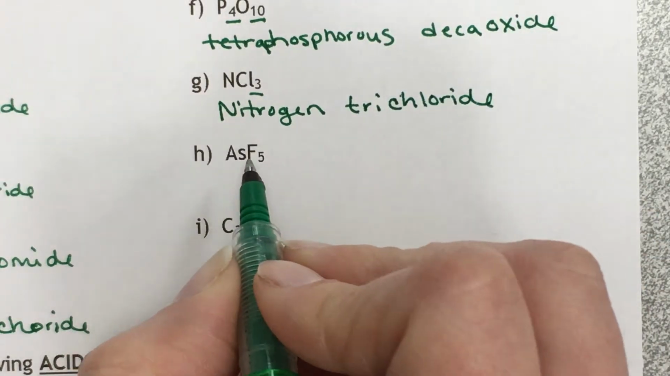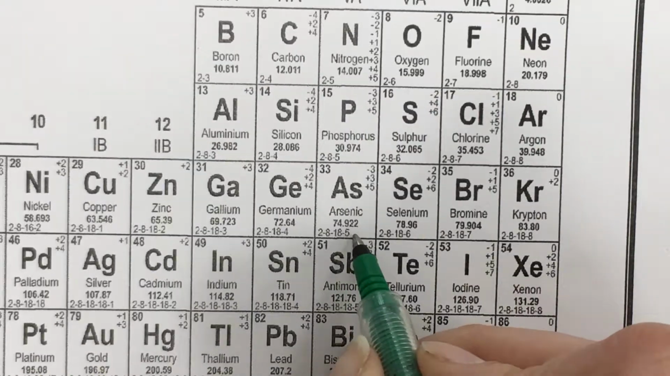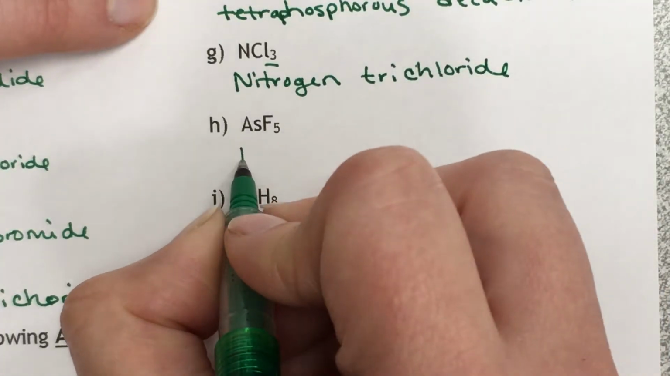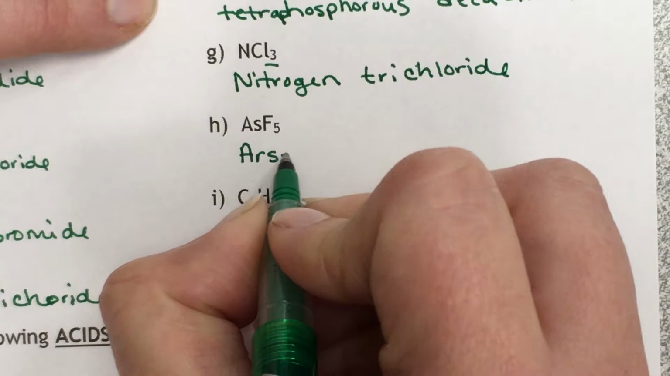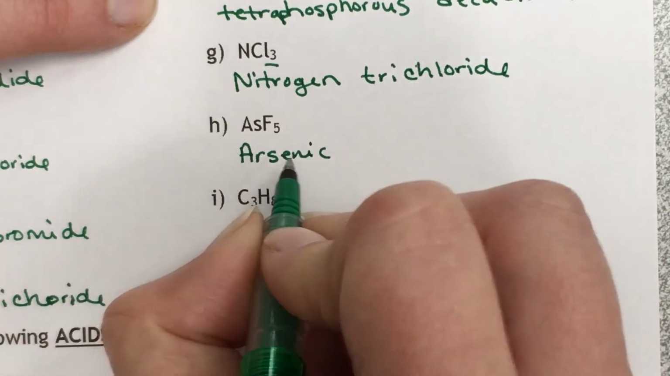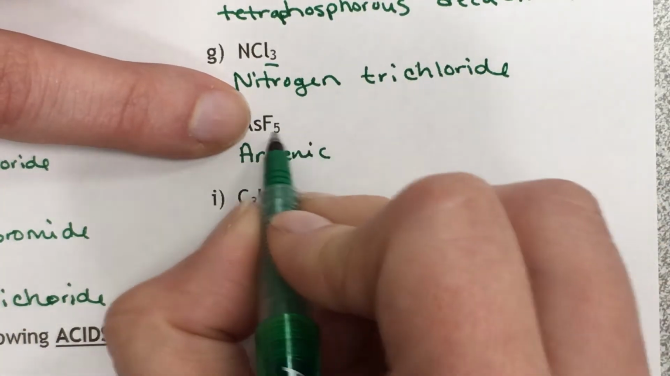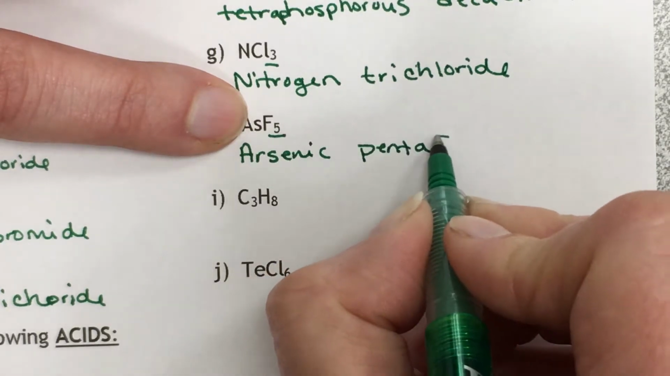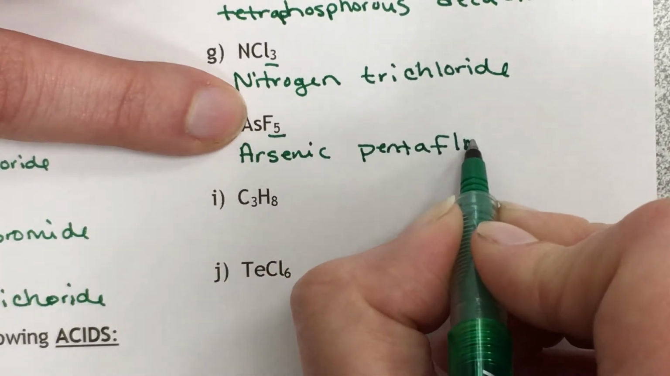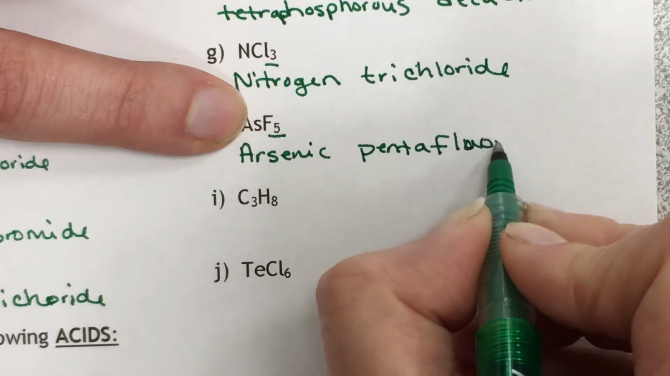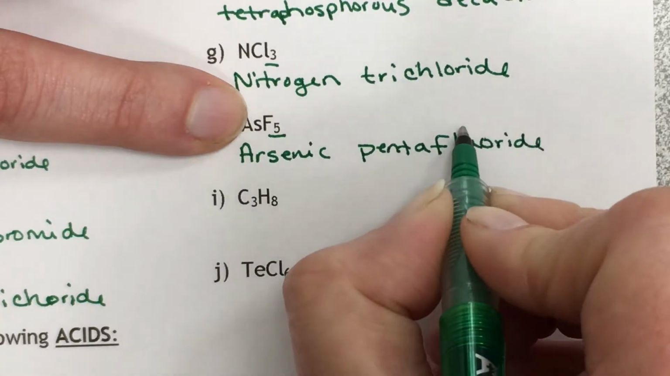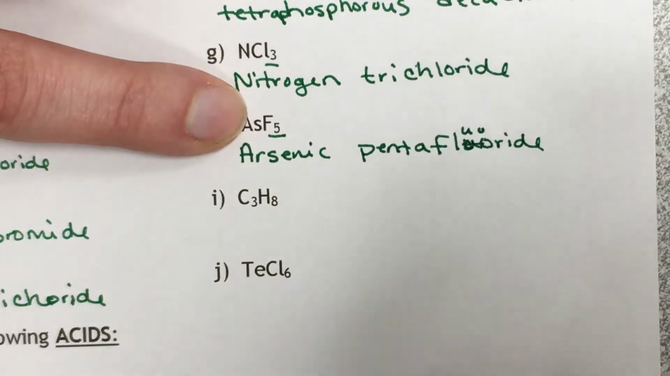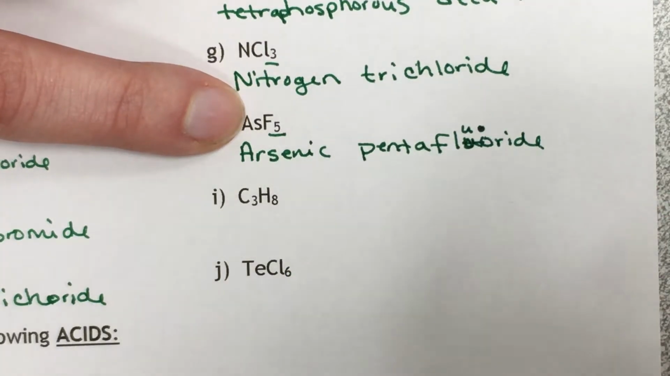This is As, and you find it on the periodic table. That's arsenic. So you would write arsenic. We wouldn't write monoarsenic, just arsenic. And then this is penta. So arsenic pentafluoride. There's a U, I always want to do that. Fluoride. That's UO. My bad. Okay, UO.